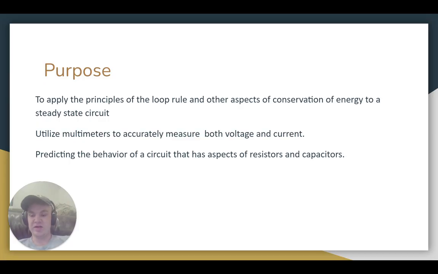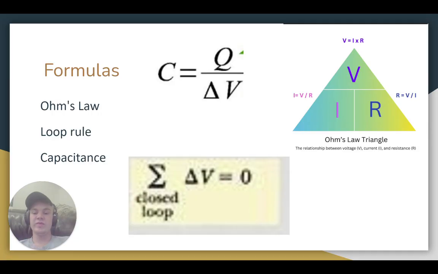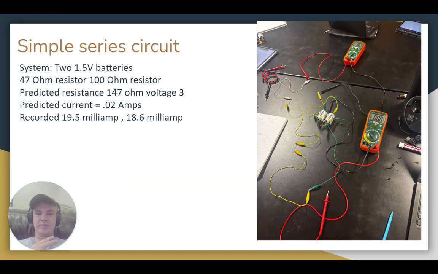using Ohm's law. So for formulas that would help us achieve this, we have Ohm's law in that triangle of V equals IR, and that can be arranged to account for any of the different variables. The loop rule: the sum of voltage differences around a closed loop is 0, so all the positives and all the negatives will cancel out, allowing you to find unknown voltages. And then capacitance, which is charge over change in voltage, was also helpful throughout the lab.